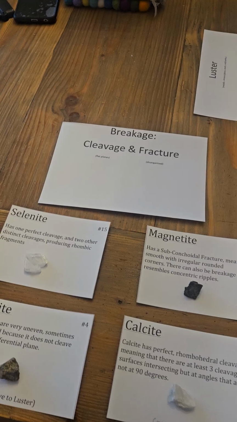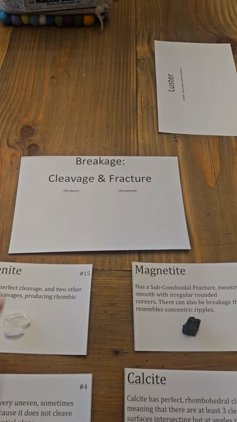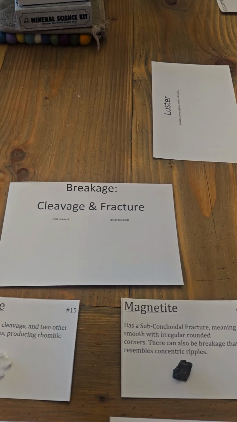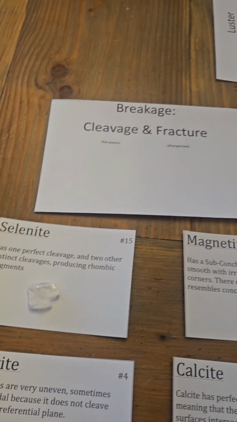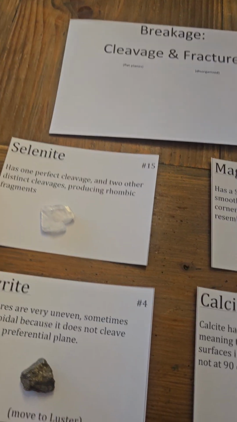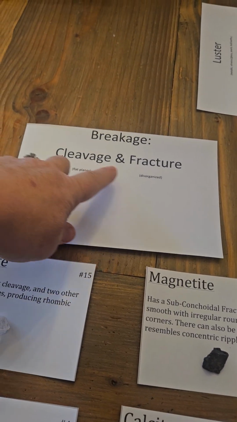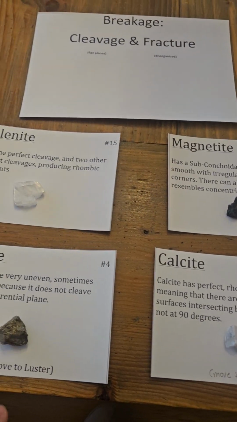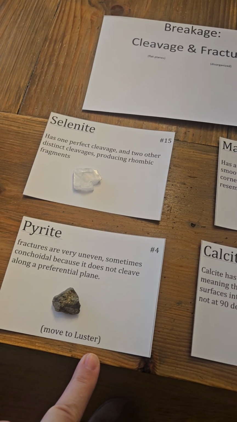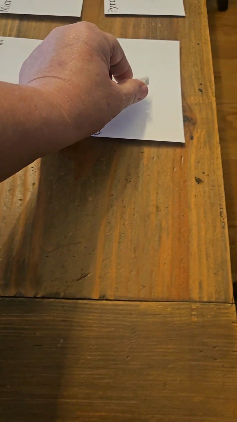And then you'll come to your next station, and this talks about the different types of breakage. You have cleavage or fracture, and then it'll tell you on the card what it is. The kids can pick it up and look at it, examine it so they can see if it's a cleavage or a fracture, and you can talk about that with them. And then again, you'll just move to the card that it says. This pyrite goes now to luster, and then the calcite also goes to luster.